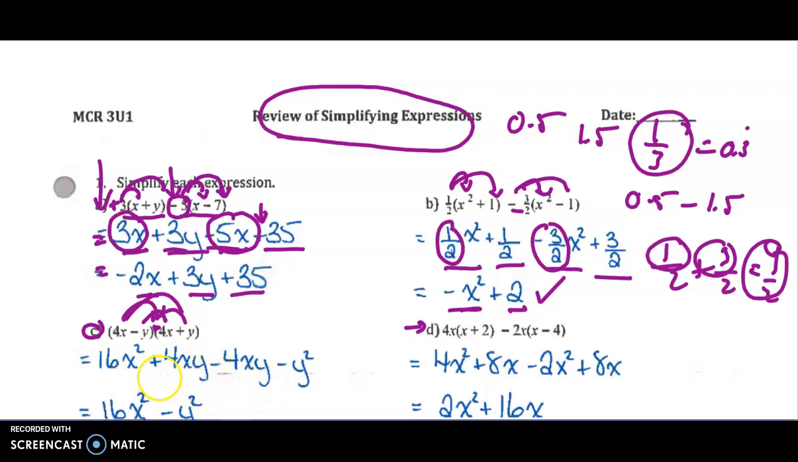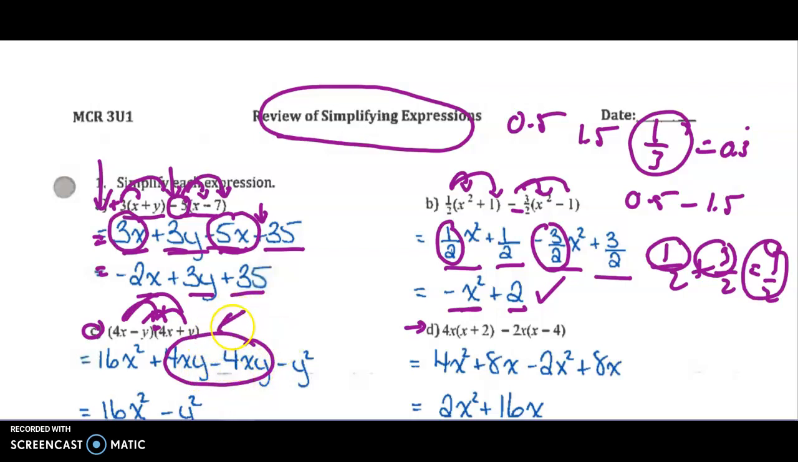And not really mess, but you have that 4x times 4x is 16x squared. And then you keep moving your way through. And these two terms here are like terms. You collect them and they negate each other. You have 4xy minus 4xy, 0xy.